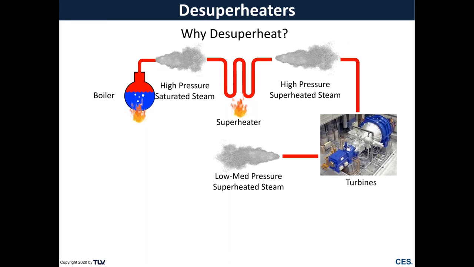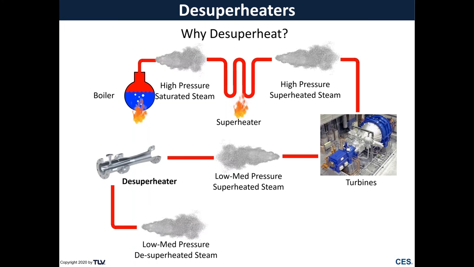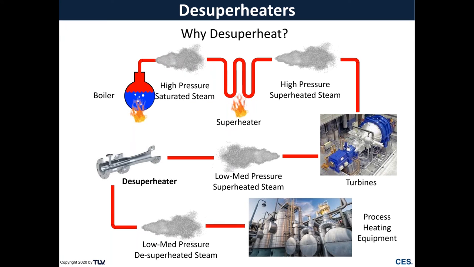We can then use the steam to drive the turbines, after which some of the pressure energy of the steam has been used, resulting in lower pressure, but often still very superheated steam. We must then consider using desuperheating equipment if we want to bring the steam temperature down closer to saturation temperature, within 10 to 15 degrees or so, so that we can use the latent heat of steam for process heating applications.